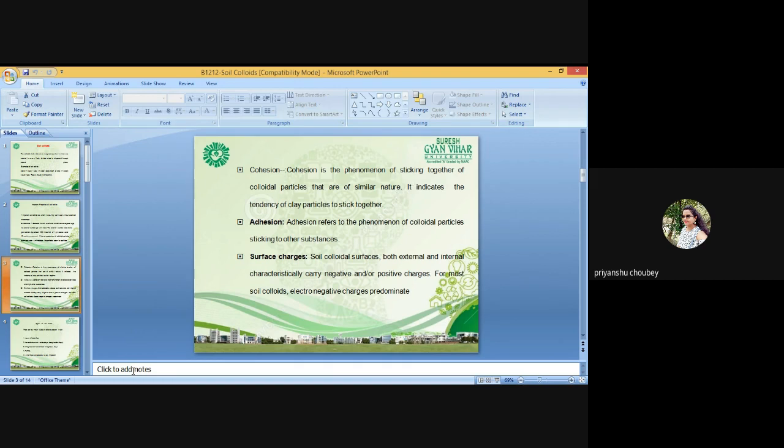In a tetrahedral sheet, silicon with 0.394 angstrom is substituted by aluminium with 0.51 angstrom. In a dioctahedral sheet, aluminium is substituted by magnesium, which has 0.166 angstrom.